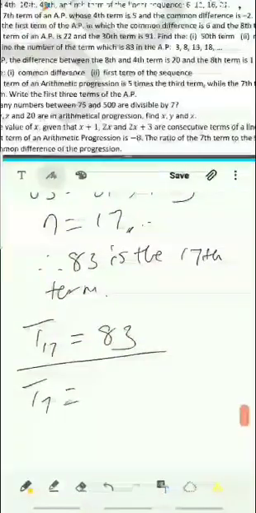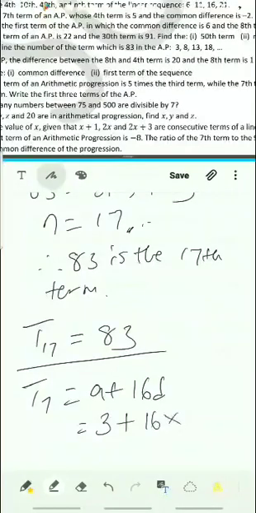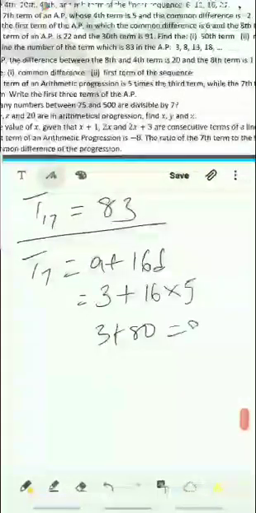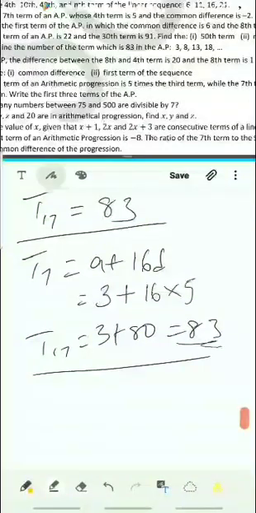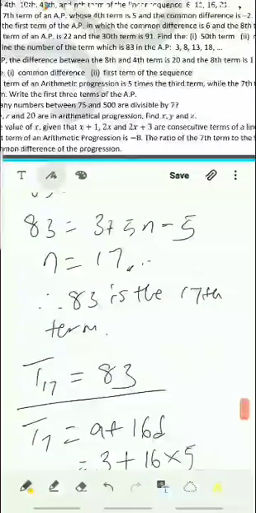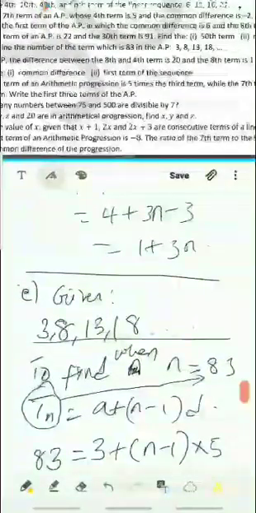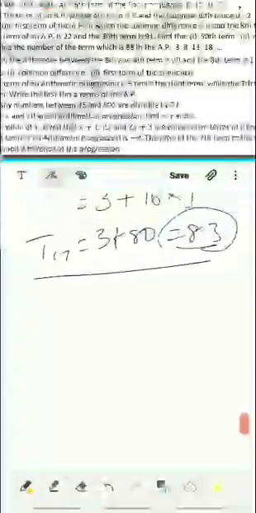Let's check it out. T17 is what? A plus 16D, which is equal to what? Recall our A is 3 from the question. A is 3 plus 16 times D, which is 5. That's 3 plus 80, giving you 83. So it is the 17th term in this sequence that gives us 83. I think we understand the concept now. So let's move to F.